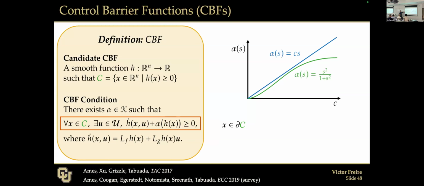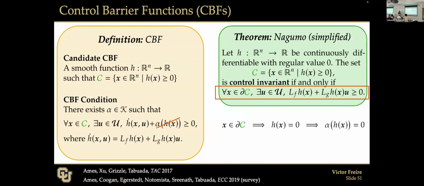Let's try to understand this condition by just looking again at the boundary of the set. If we put ourselves on the boundary of the set, h of x is 0. And because alpha is a class K function, this term vanishes entirely, right? Alpha of 0 is 0. That's what a class K function is. So what do we have now? Exactly the conditions of Nagumo's theorem. And so immediately, I have proven to you that if h is a control barrier function, the set it defines is control invariant by Nagumo's theorem.